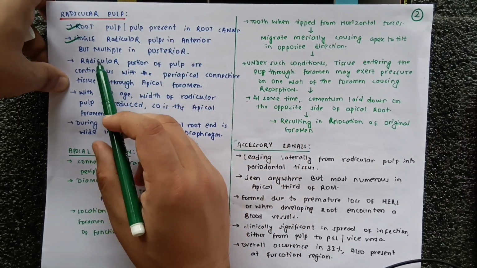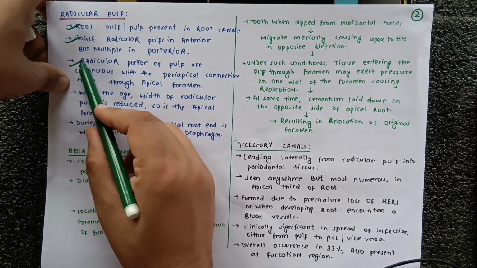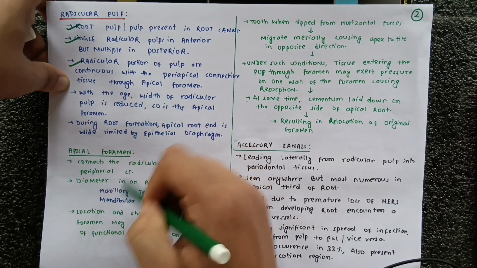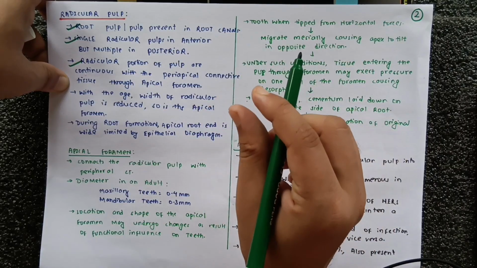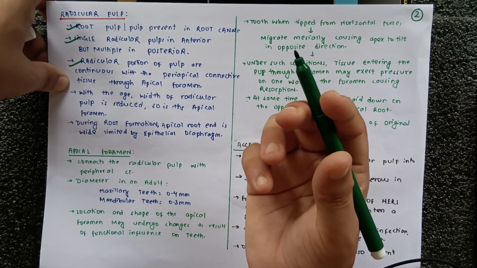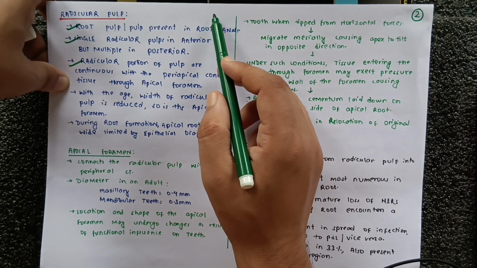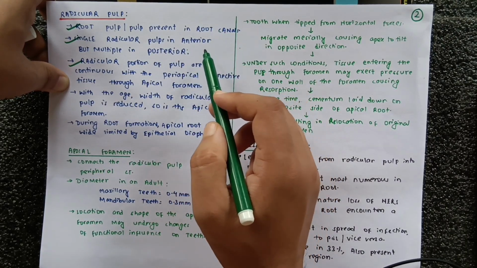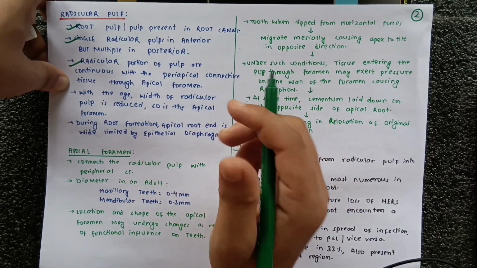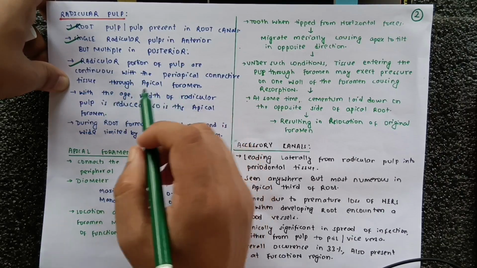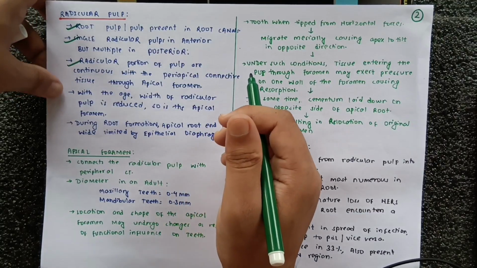Another point: the radicular portion of the pulp is continuous with the periapical connective tissue through the apical foramen. I will be discussing the apical foramen here, but I think you know that the apical foramen is just a foramen present at the tip of the tooth, and it connects the pulp tissue with the periapical tissue. Periapical tissue means the tissue present around the tip of the tooth. So the apical foramen connects the periapical connective tissue with the radicular portion of the pulp, and I will be showing the picture later.